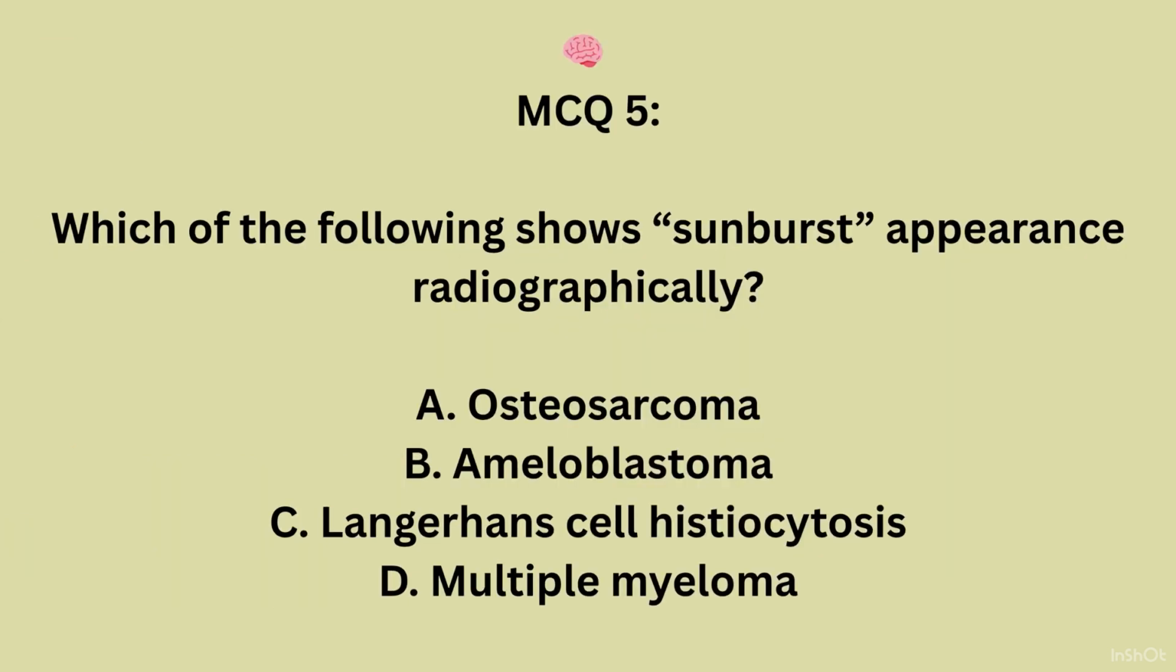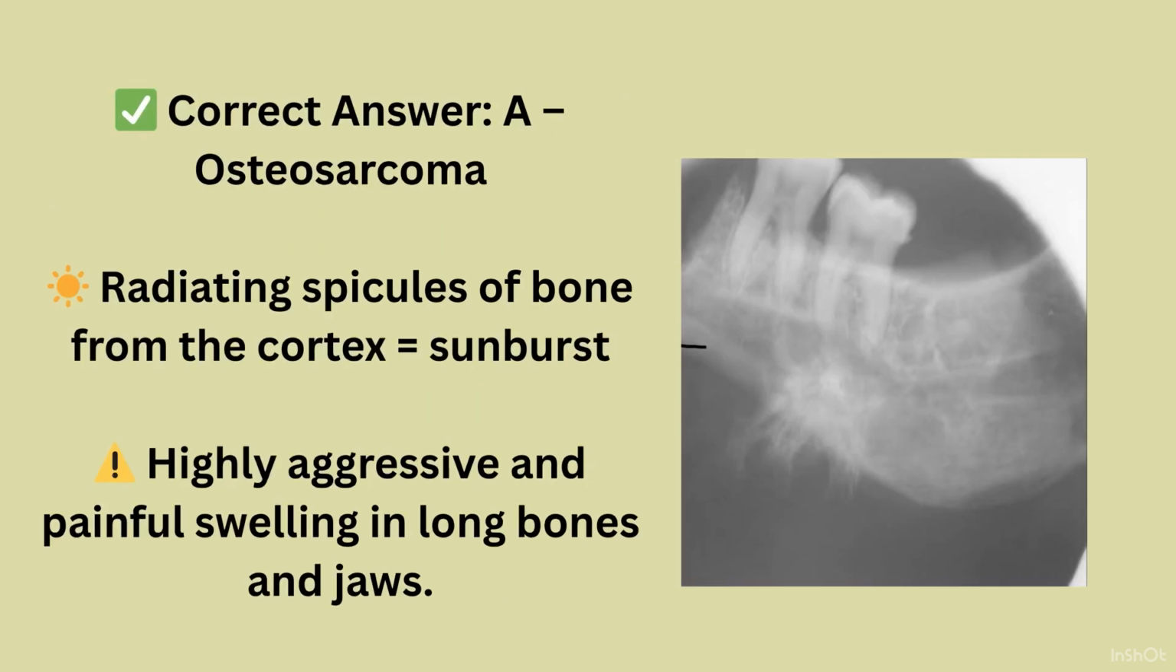Now moving to MCQ number 5. The sunburst appearance radiographically is seen in which of the following? The correct answer here is osteosarcoma. Now as we can see in the diagram given here, the radiating spicules of the bone from the cortex give us the sunburst appearance. It is a highly aggressive and painful swelling in bones and jaw.